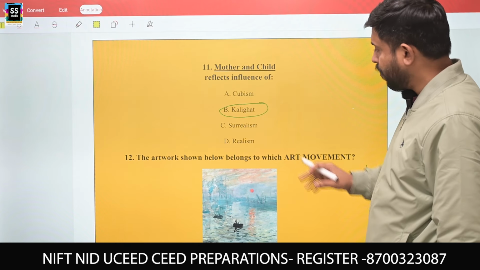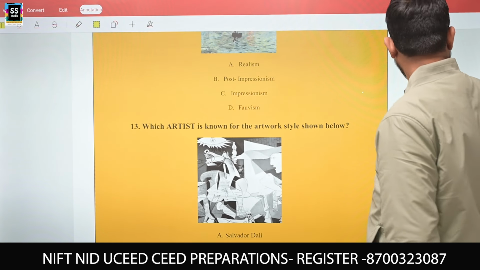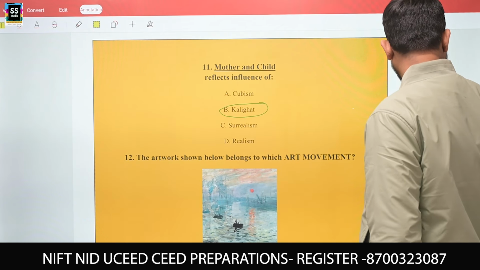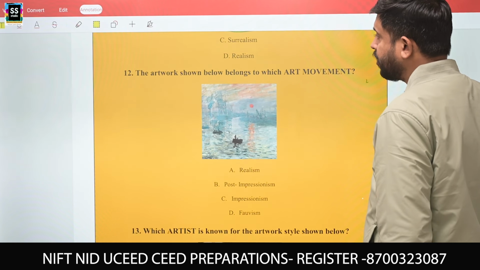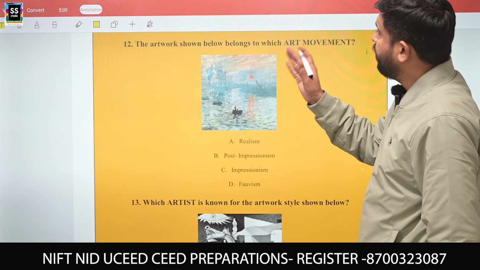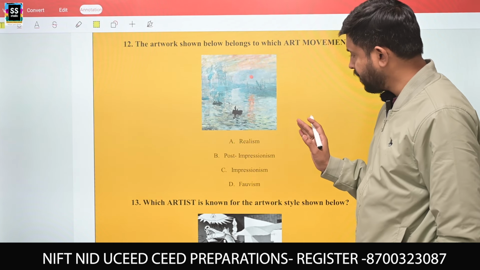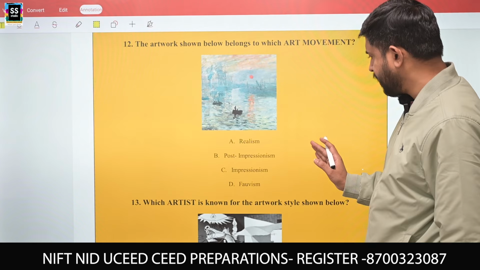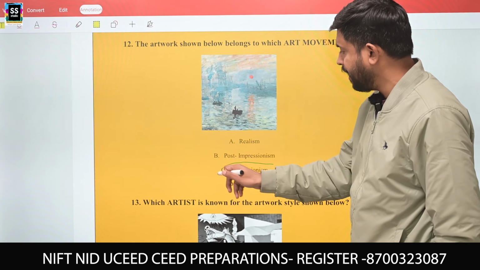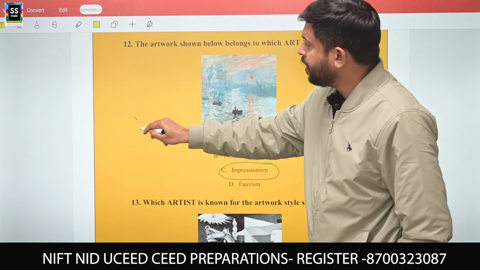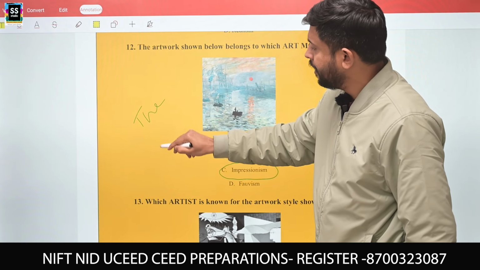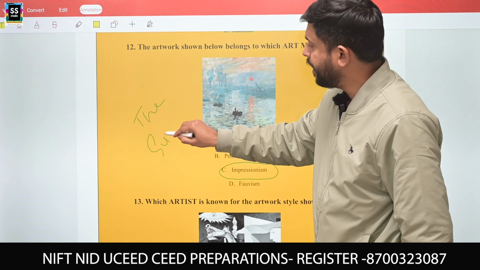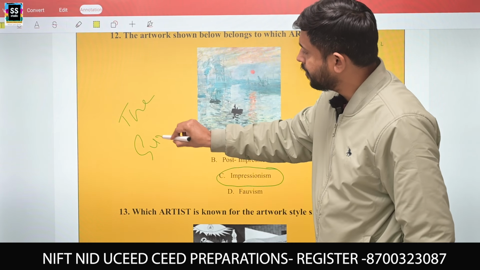The artwork shown below. So the question here says, the artwork shown below belongs to which art movement? Your options are realism, post-impressionism, impressionism, or Fauvism. The correct answer is impressionism. The artwork is known as Sunrise.